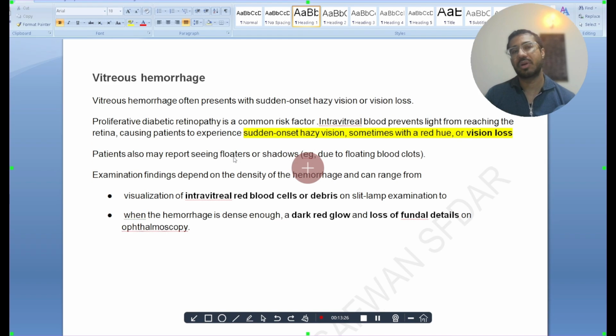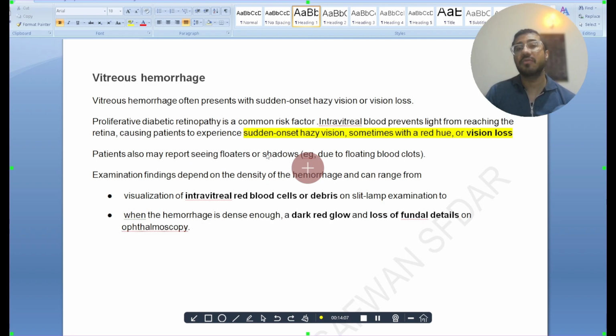Now also give a read to vitreous hemorrhage. Vitreous hemorrhage often presents with sudden onset hazy vision or vision loss. But it's painless. That's the main thing. Proliferative diabetic retinopathy is a common risk factor. Intravitreal blood prevents light from reaching the retina, causing patients to experience sudden onset hazy vision, sometimes with red hue, or vision loss. The vision loss is not because of the eye not being competent. It's because the light is not reaching the retina.